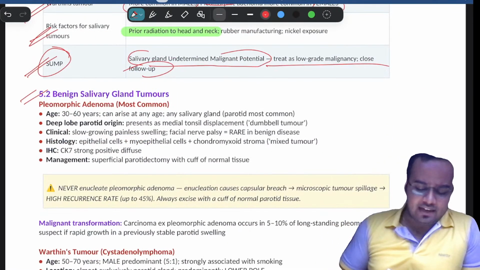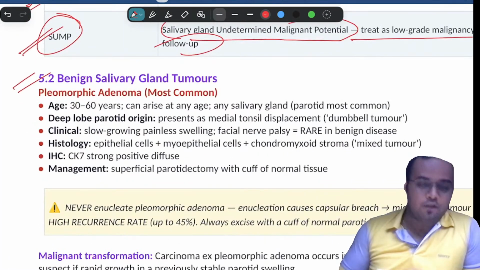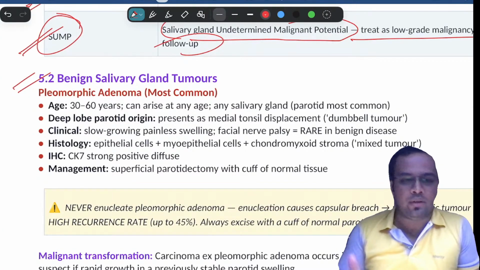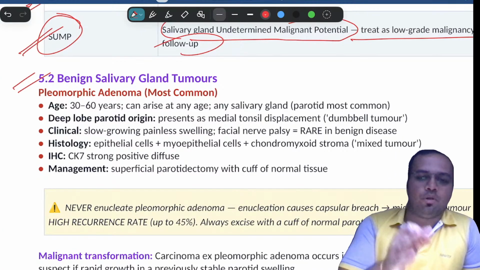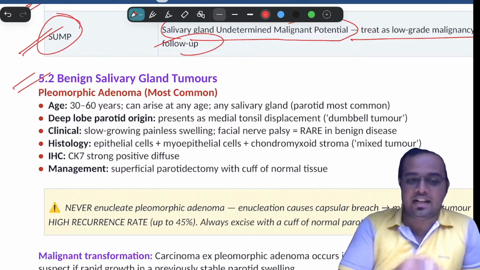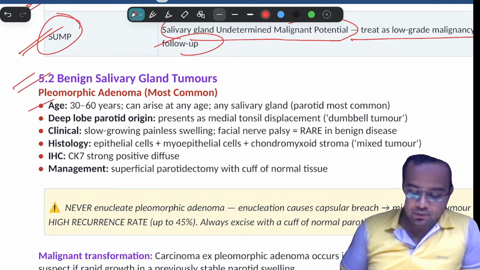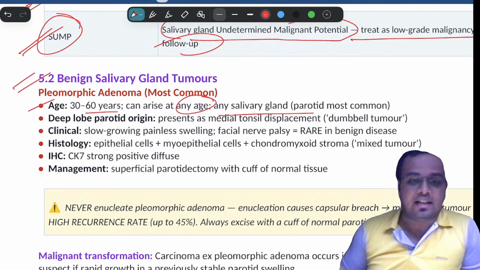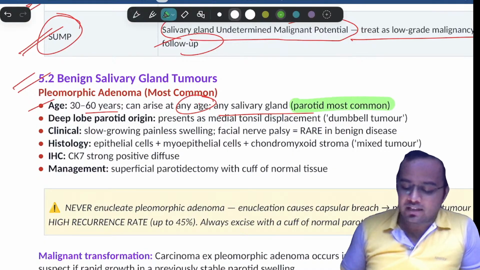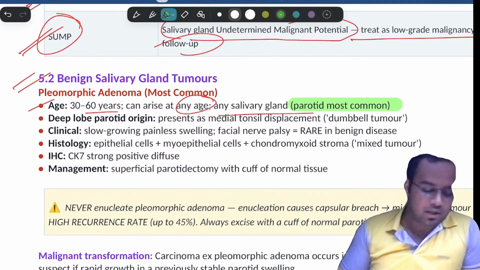So, benign salivary gland tumors. The first tumor is going to be your pleomorphic adenoma. These are some factual things which you should be knowing. Again, remember, as the name suggests, it is the most common tumor. It is originating from multiple morphic cells. It can arise between 30 to 60 years, at any age, in any salivary gland, but parotid is the most common. Parotid is the biggest gland, so obviously maximum tumors will be seen there.